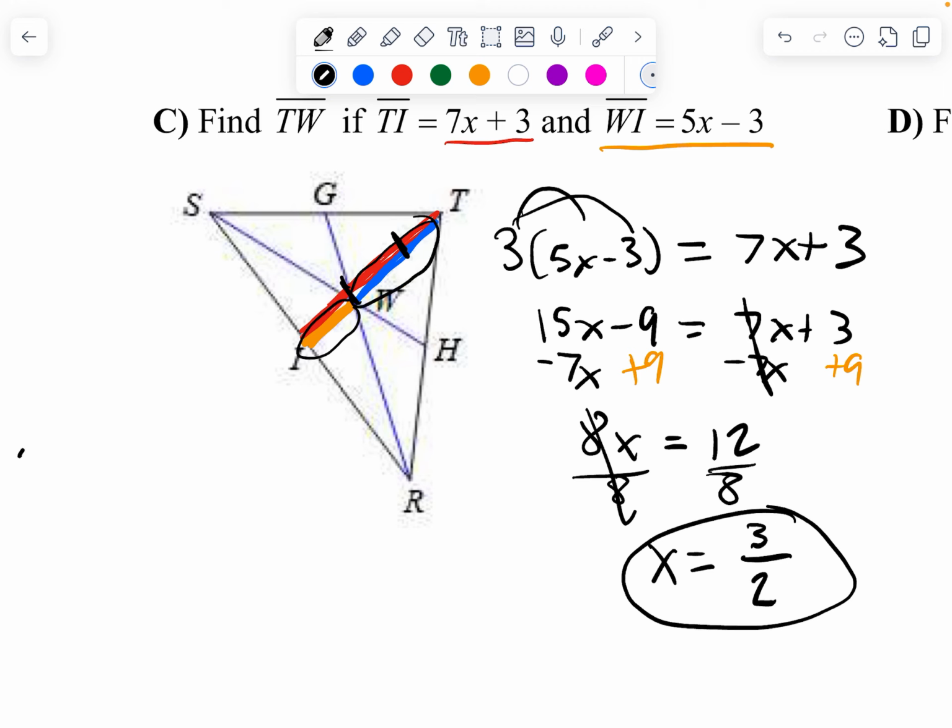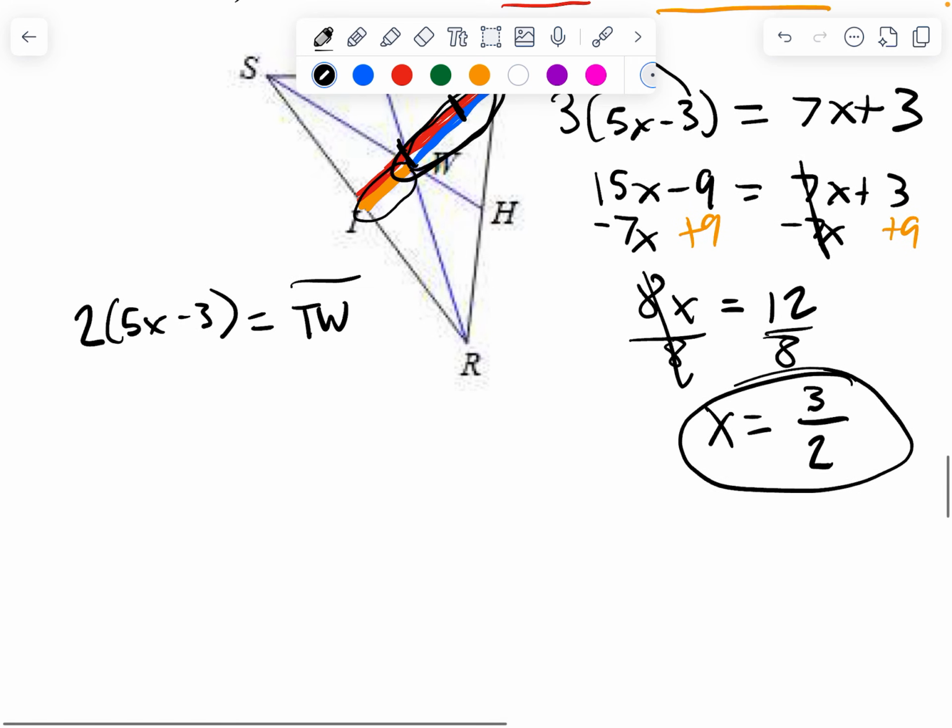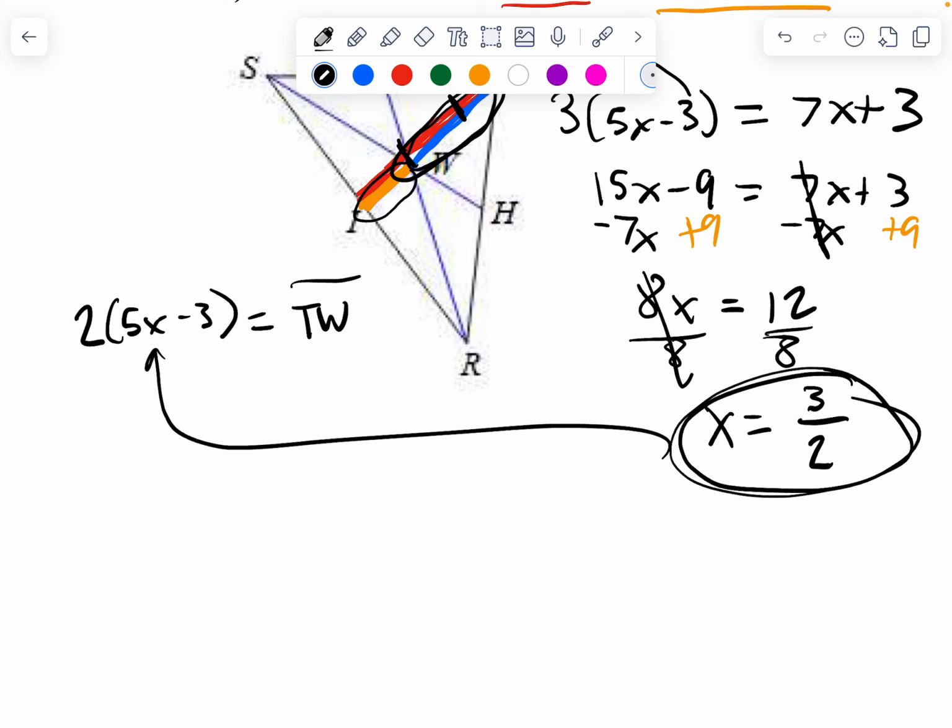Well, I know that if I have 2 of those orange pieces, the 5x minus 3s, right? If I have 2 of those, we get 1 of the blue, which is our TW. I don't know what that is, but I do know it equals the blue segment, right? So if we have 2 of the oranges, we get the blue, and we just happen to know what x is, right? Plug it in. So 5 times 3/2 is 15/2.